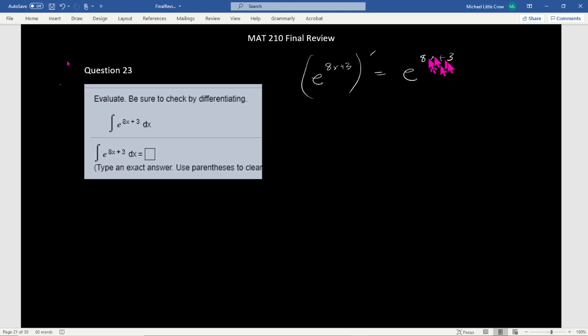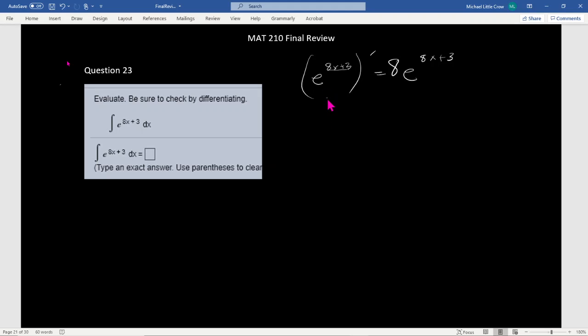And then remember the chain rule, I've got to take the derivative of the inside. Usually I do that first, times 8, because especially with e to the x, we put it first. This is what I get. It's close to what I got here, but I don't have that 8. So what if I just divided by 8?